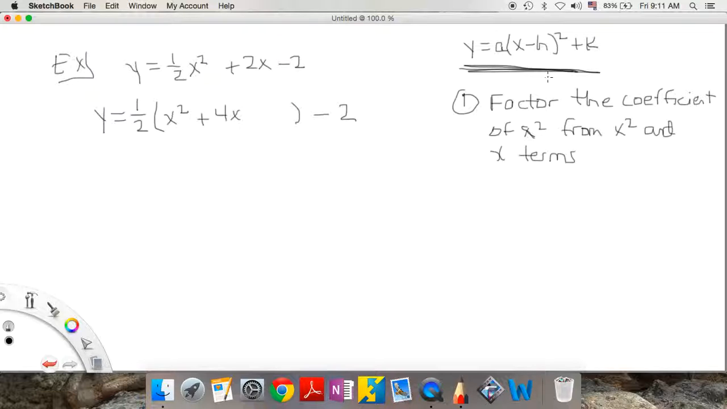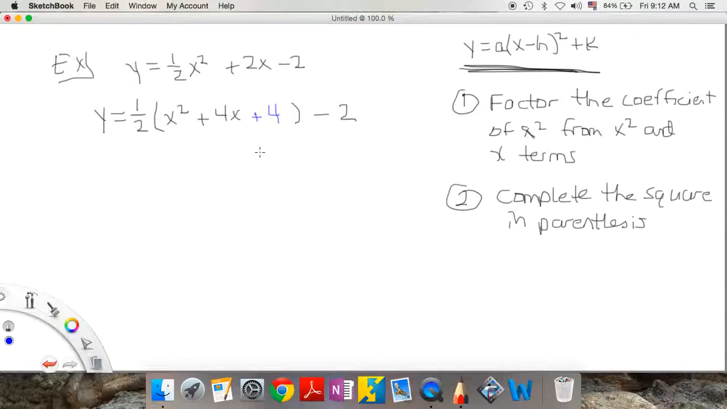All right. So, what do we do next? Well, now we have to complete the square in this parentheses here. So, remember, completing the square, take the middle number, the x one, divide by 2, and then square it. So 4 divided by 2 is 2. 2 squared is 4. So that's what I'm going to add here on the end, plus 4.